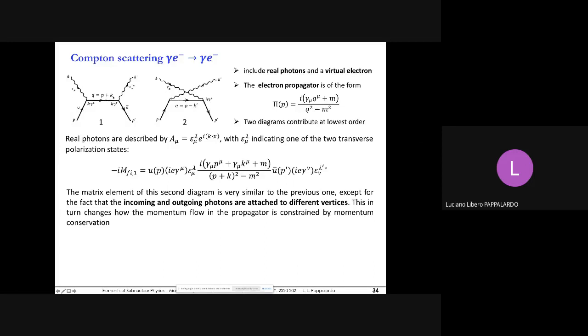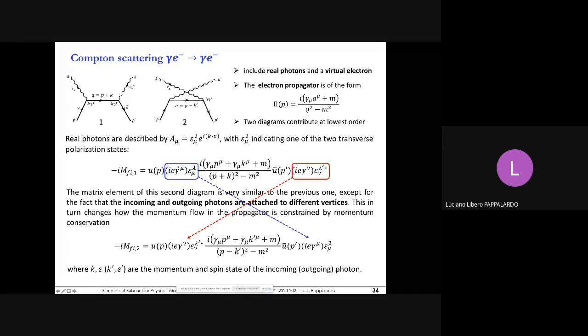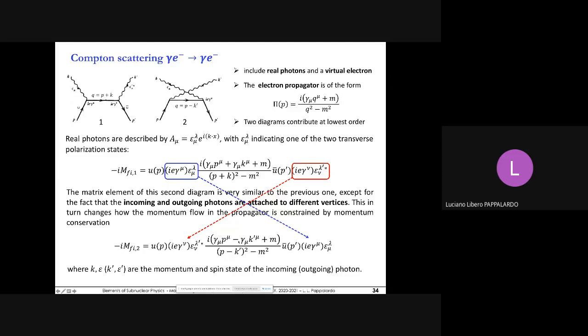So we can write down now the matrix element for this second diagram, which also contributes at first order. And you see that now the photon wave function and also the vertex factor are interchanged. Also in the propagator we have a plus sign here and a minus sign here. All the rest is just trivially obtained by applying the Feynman rules.